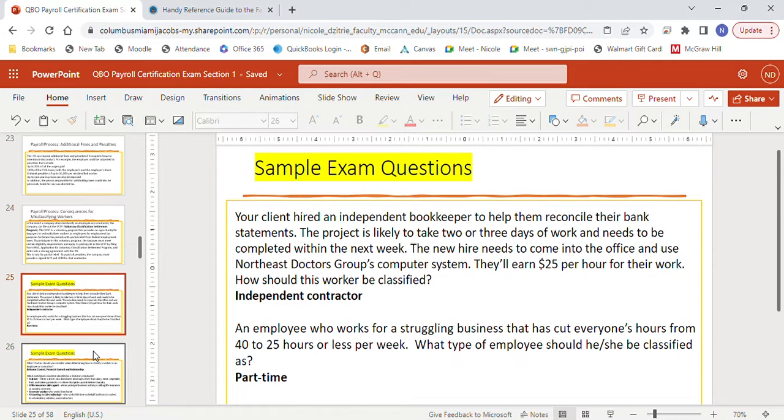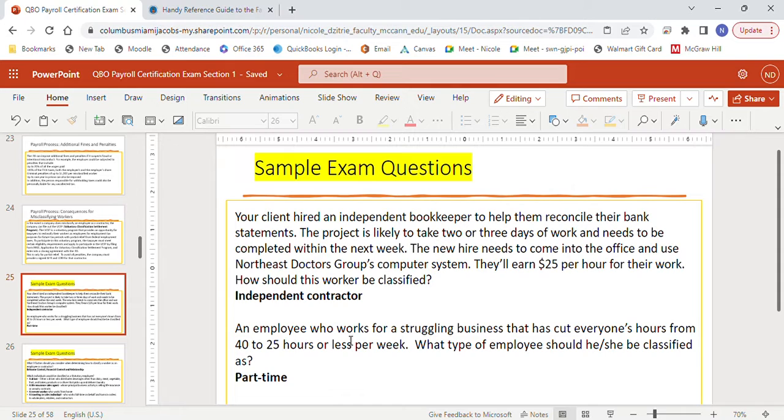Your client hired an independent bookkeeper to help them reconcile their bank statements. The project is going to take about 2 or 3 days, and it only needs to be completed within the next week. They're going to pay you $25 an hour. What would this person be? They'd be an independent contractor because you're only hiring them for a couple of days. It's for a set amount, and then once they're done, they're done. So that's an independent contractor.